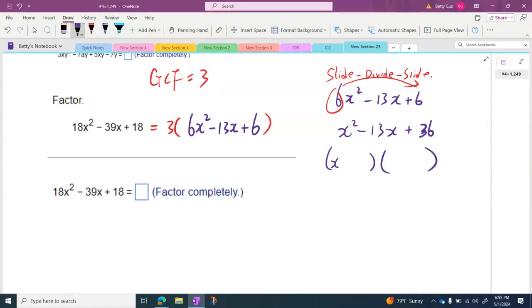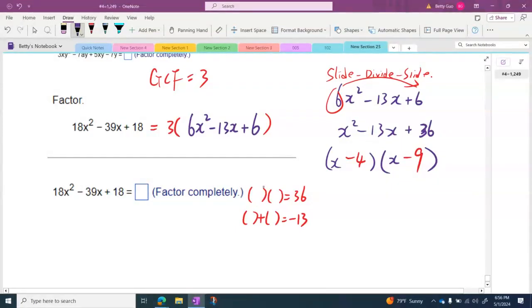And shortcut, the two numbers are going to be 4 and 9. Why? Because we're looking for two numbers. I feel like I should keep track of how many times we have been doing the shortcut. Over 100 times probably, right? Just an estimate. So we're looking for two numbers that multiply to 36 and add up to negative 13.